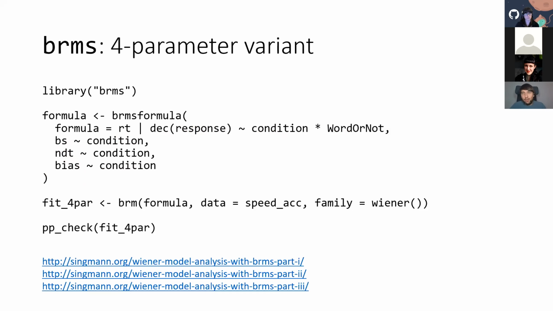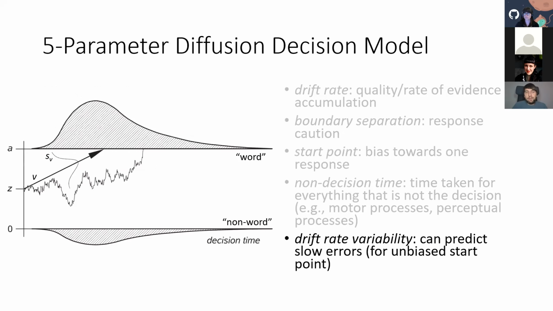If you want to know how to do this, I have written a series of blog posts that you can check out. However, there is another variant of the diffusion model, the 5-parameter diffusion decision model, which assumes that across trials, the drift rate is itself coming from a distribution, namely a normal distribution. So the idea is that across trials, drift rate is normally distributed.